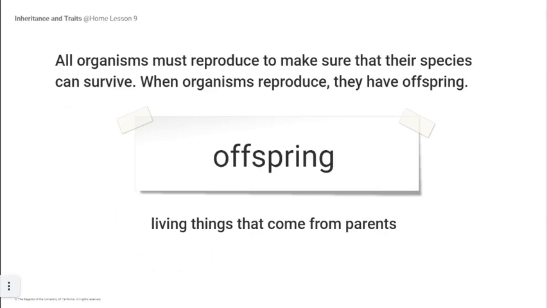All organisms must reproduce, that means have babies, to make sure that their species can survive. When organisms reproduce, they have offspring or children. Offspring is a scientific word for children, and offspring means living things that come from parents. Please take out your science notebook and add offspring to your vocabulary list. Remember, you can pause the video, write the word offspring, and living things that come from parents.